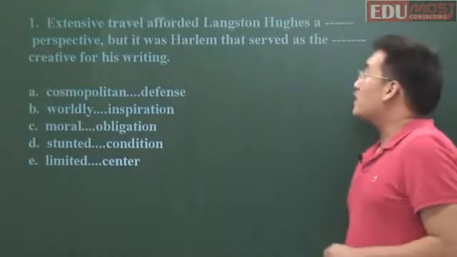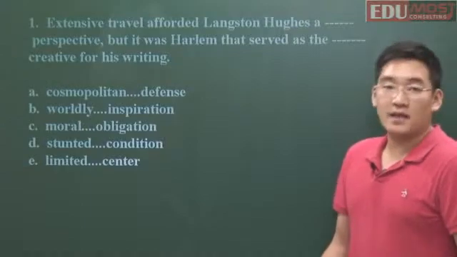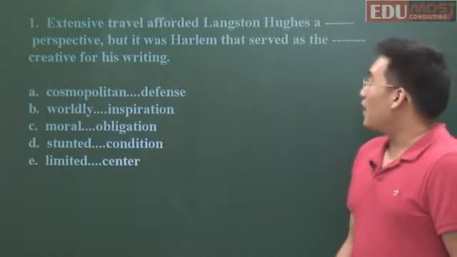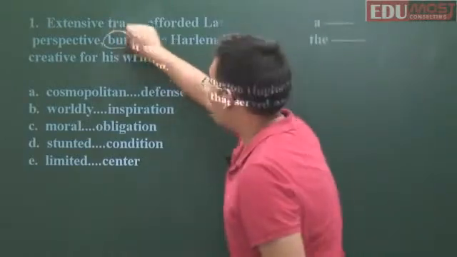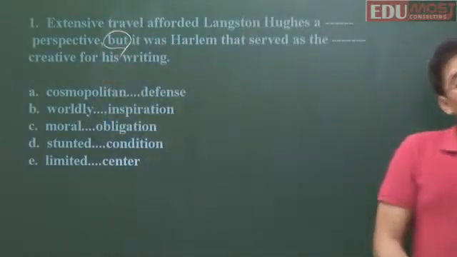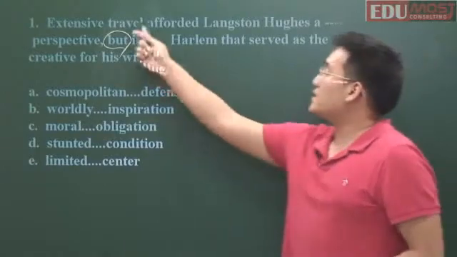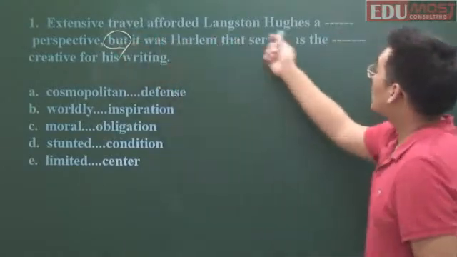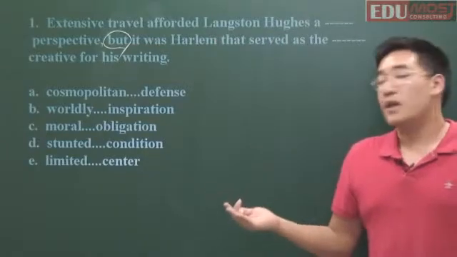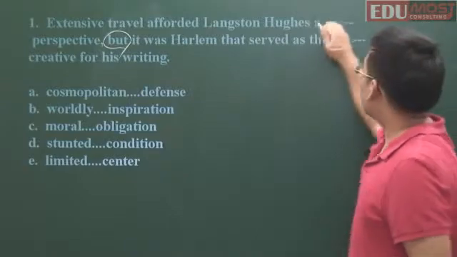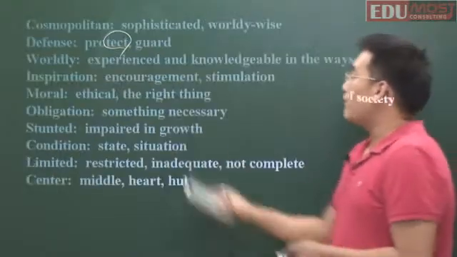Extensive travel afforded Langston Hughes a blank perspective, but it was Harlem that served as the blank creative for his writing. So in this case, we have a but, right? Clue word automatically signaling contrast, right? We're going to have contrast within the sentence. Also, we know that extensive travel is going to afford Langston Hughes a what perspective? Probably a broad perspective, right? So at least we already have a good hint as to what the first blank is going to be. So let's look at the words that we have and what they mean.